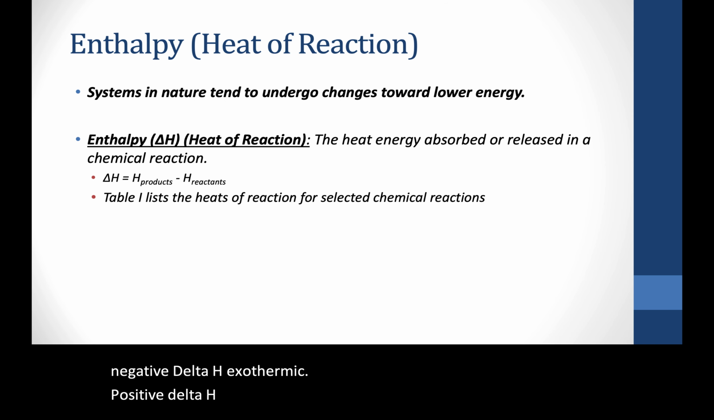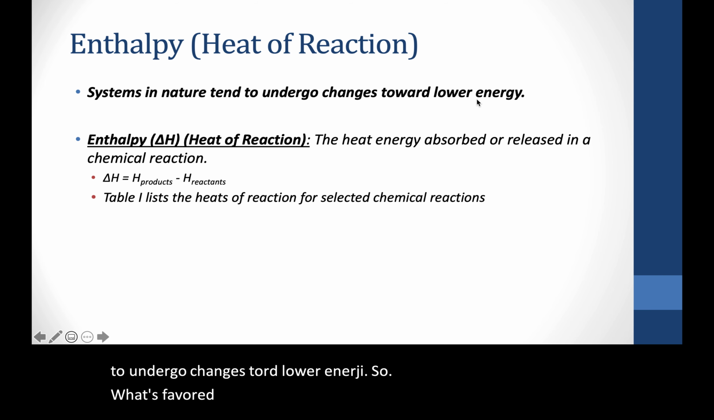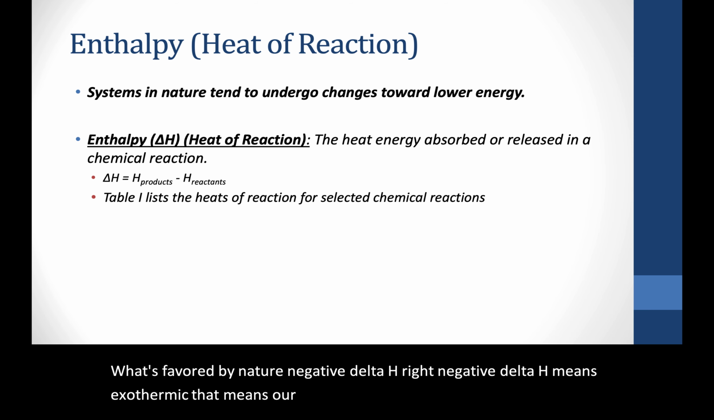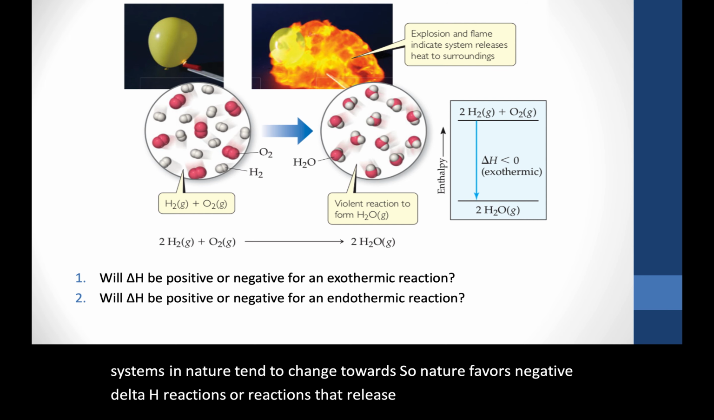And remember, systems in nature tend to undergo changes toward lower energy. So what's favored by nature? Negative delta H. Right? Negative delta H means exothermic. That means our products have lower energy, and that's what systems in nature tend to change towards. So nature favors negative delta H reactions, or reactions that release energy, exothermic, where the products have less energy.